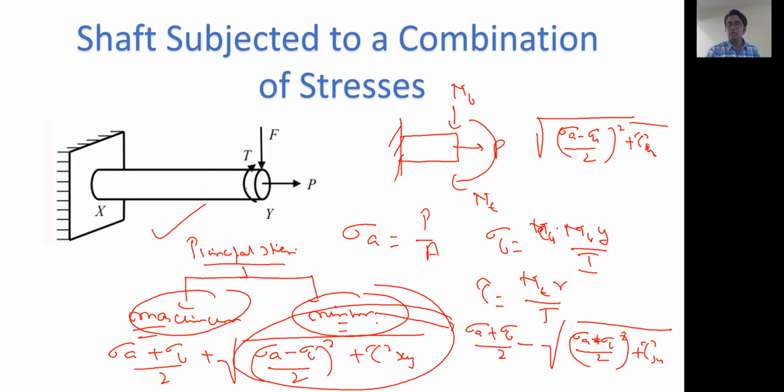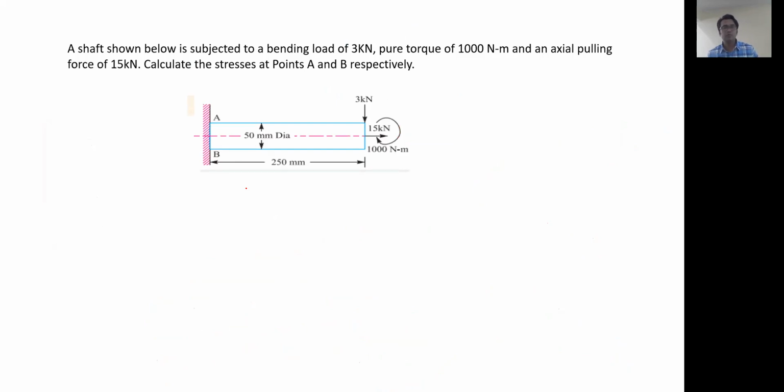Now we will be solving one numerical on the same. Okay, so we see here that a shaft is shown below. It is subjected to a bending load of 3 kilonewton, a pure torque of 1000 newton meter, and an axial pull of 15 kilonewton. We have to find out the stresses at the points A and B. It's a very easy question, right? So we will go sequence-wise.